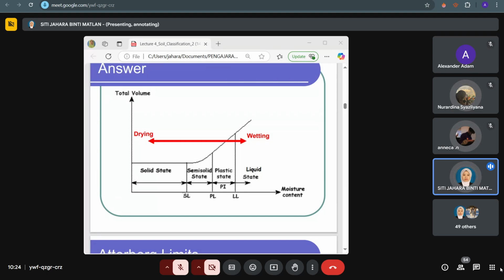If you dry the soil in reverse, from right to left, the transition goes the other way. Each of these boundaries, the shrinkage limit, plastic limit, and liquid limit, marks a change in the soil consistency. This helps us understand why soil behaves differently in dry and wet conditions.